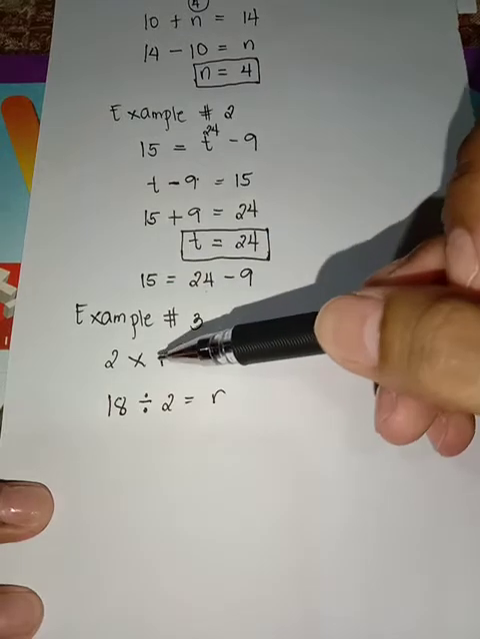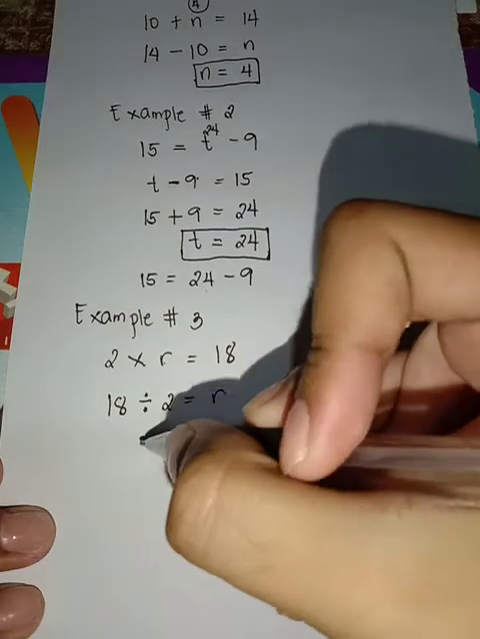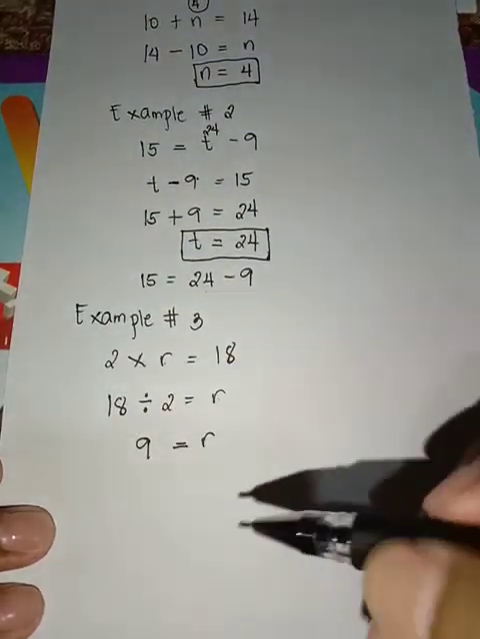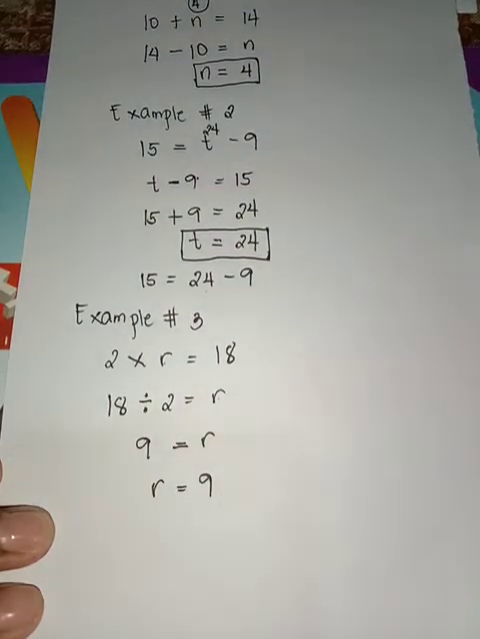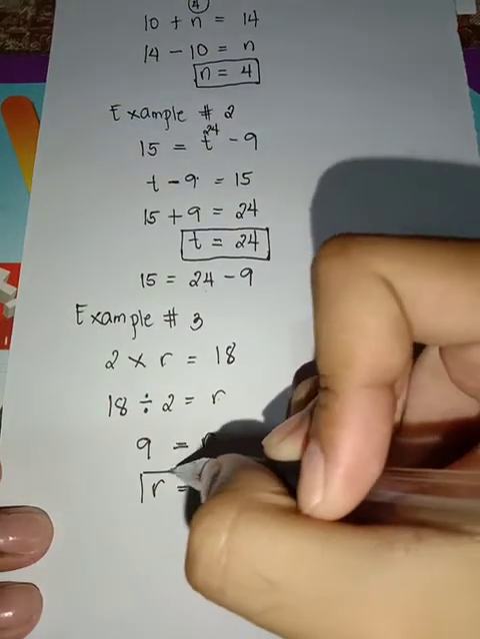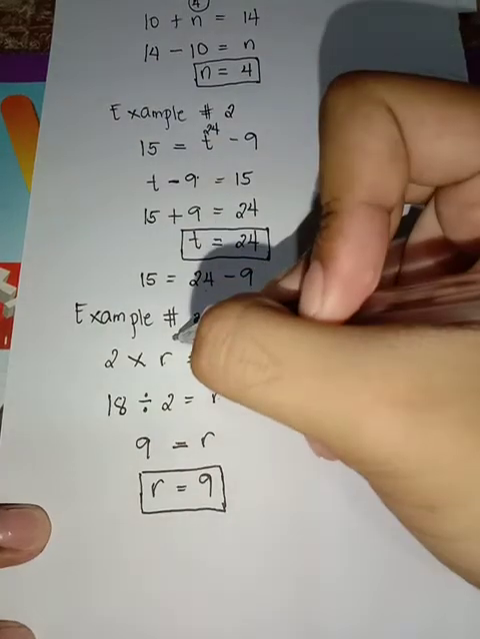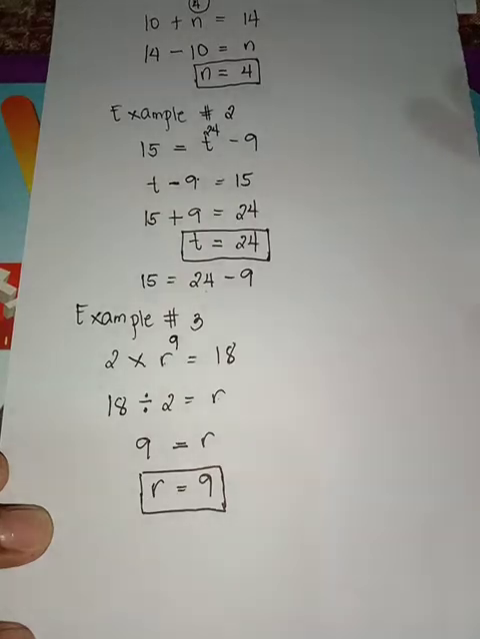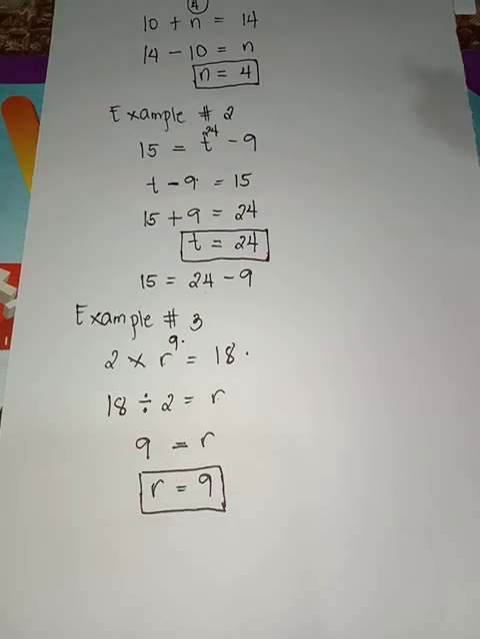So hanapin natin yung missing number or missing factor. 18 divided by 2, we have 9. So therefore, r is equals to 9. Okay, nabaligtad ko. R is equals to 9. So dapat ganito yung pagkakasulat niya. Therefore, pwede na natin ma-substitute or mailagay yung answer or yung missing number. So 2 times 9, we have 18. So gumagamit lang tayo dito ng inverse operation.